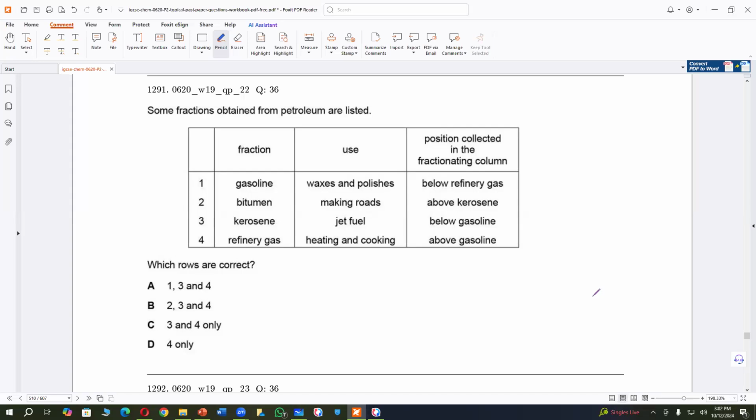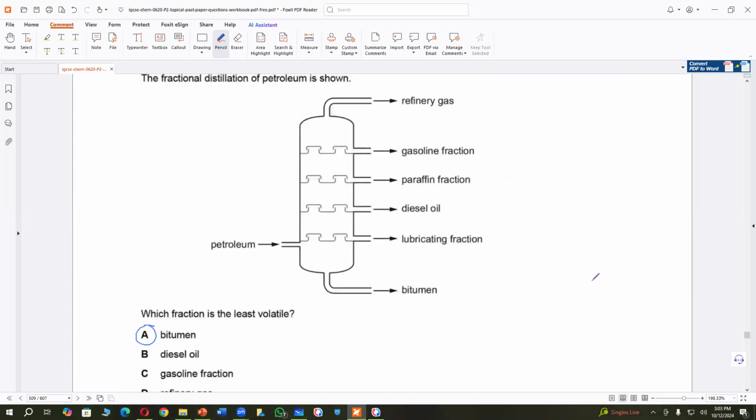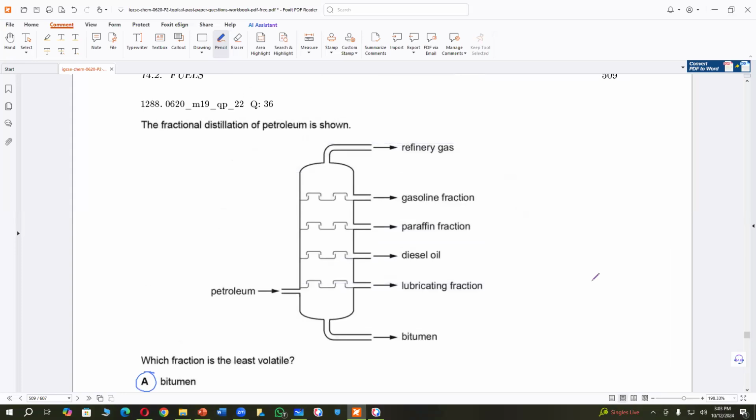I think two says bitumen making road is the right position, collected above kerosene. It should be bitumen is on the lowest position. Is it not in the highest? No, look at the diagram. Like highest as in, oh, like that. Okay.